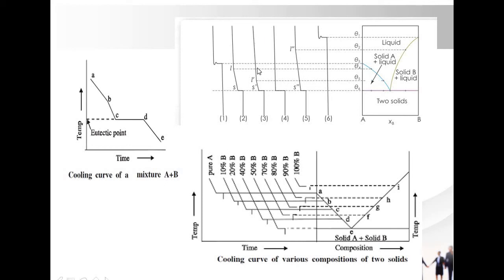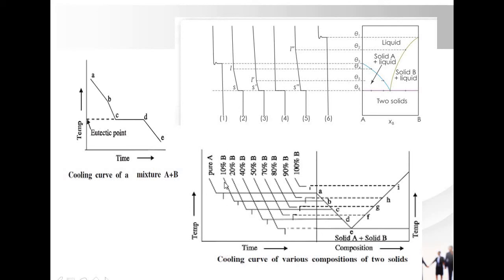80% of A. Initially the rate of cooling will be continuous, and when it reaches this point L dash, which is the freezing point corresponding to this mixture, one of the solids begins to separate, and thereafter the rate of cooling gets slowed down, and when it reaches this point S dash, formation of eutectic begins. It remains constant, and thereafter the rate of cooling continues. Likewise, we are drawing cooling curves for each and every composition of this system. In this way, we have obtained several cooling curves.